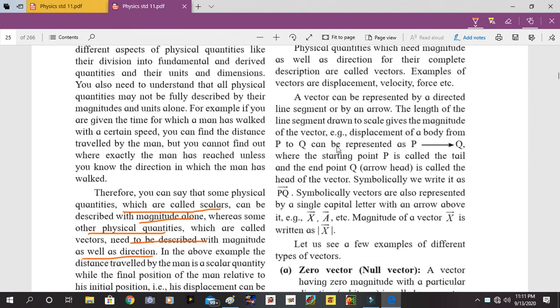So a vector can be represented by drawing an arrow like this. Okay, P is called the starting point and Q, or the tail, will be considered as what? End point. The arrowhead can be taken as the tail there. We can write vector PQ as PQ with an arrow raised on its head. Symbolically, vectors are also represented by a single capital letter like vector X, vector A. It should be written like a vector. The magnitude of vector X can be written as modulus of X.